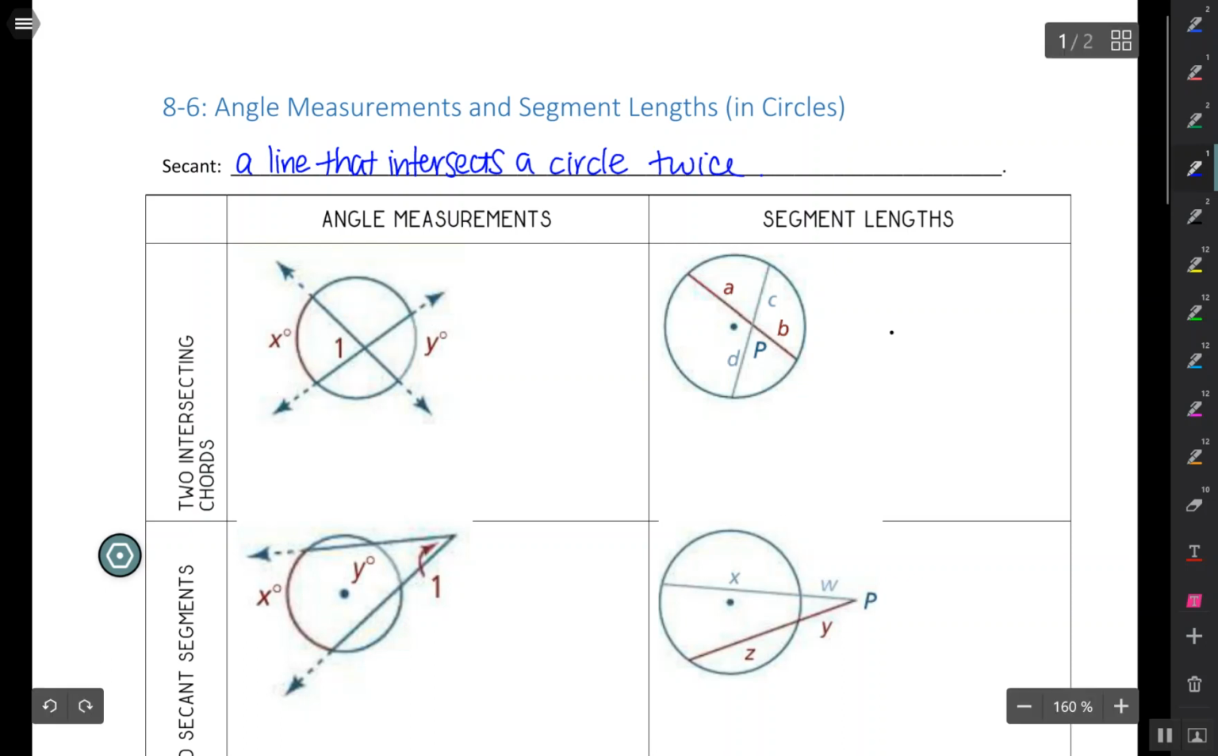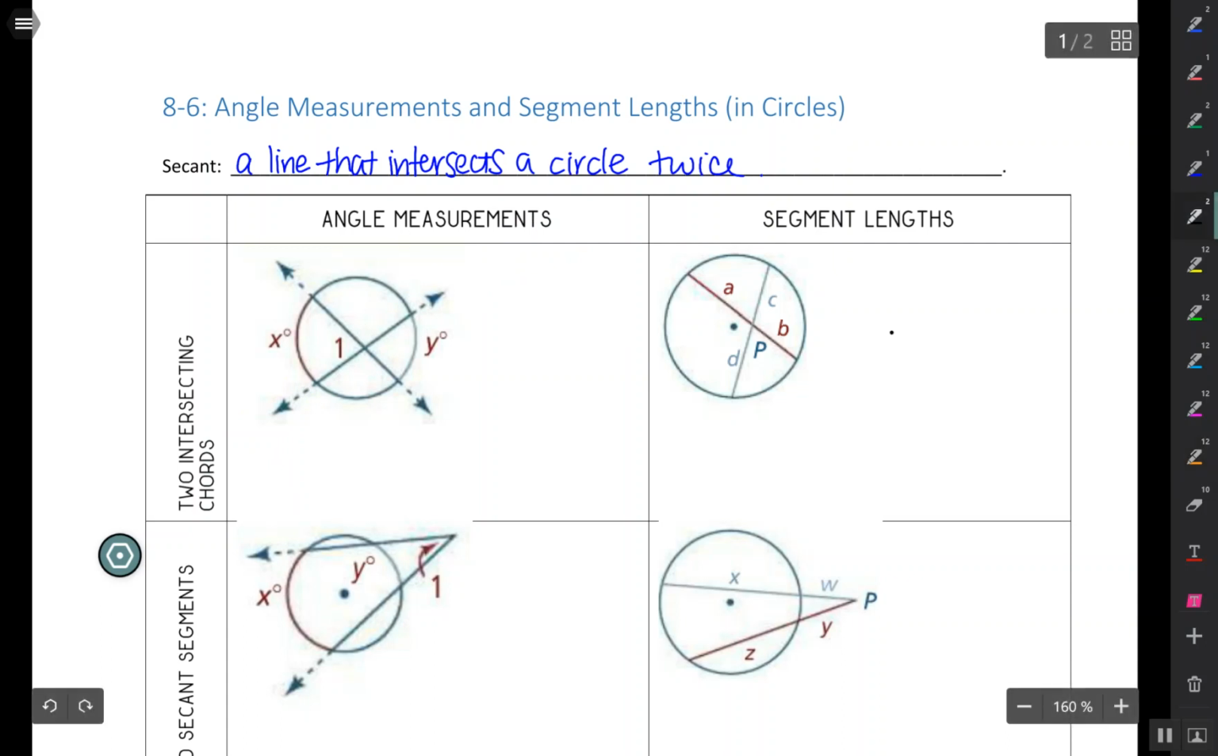It could be part of a diameter, or it'll have a chord. The chord will be part of the secant that's inside the circle, but the secant itself is the whole thing. So it's related to a chord, it just keeps going, or it goes outside of the circle.